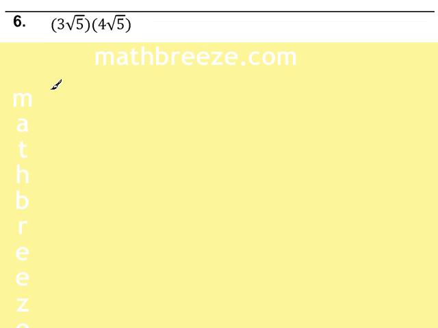All right, let's start by multiplying 3 times 4. And now let's multiply the square root of 5 times the square root of 5, and that's just 5. 5 without the square root symbol. So here we have 12 times 5, or 60.